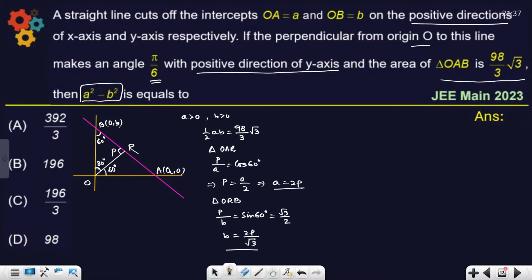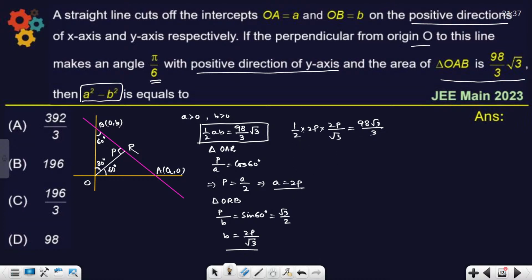How will I find out the length of P? See, we have been given half into AB is this one. So in place of A and B, you simply put 2P and 2P by root 3. The values you put: half into 2P into 2P over root 3, which is 98 root 3 over 3. Is it clear?